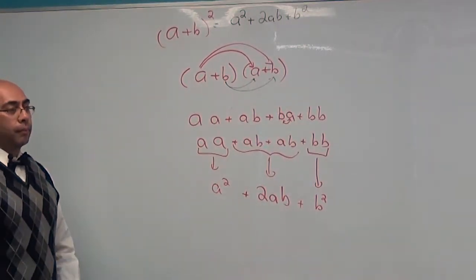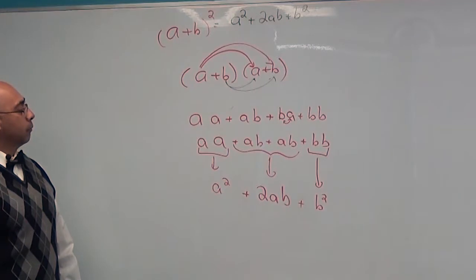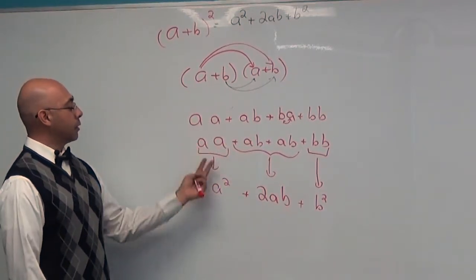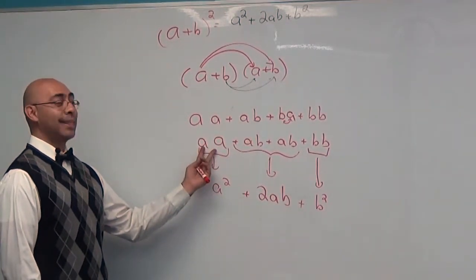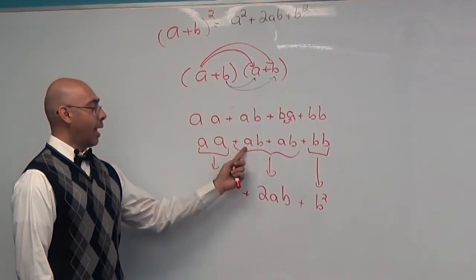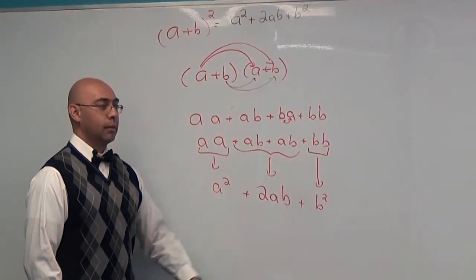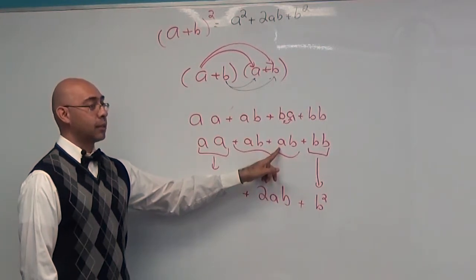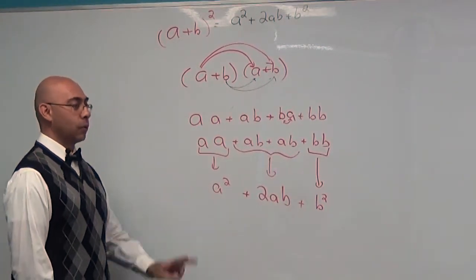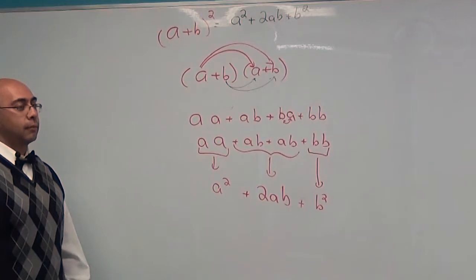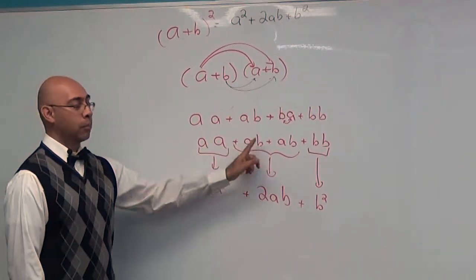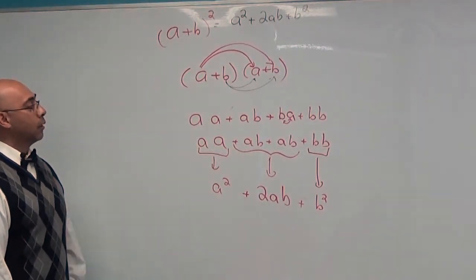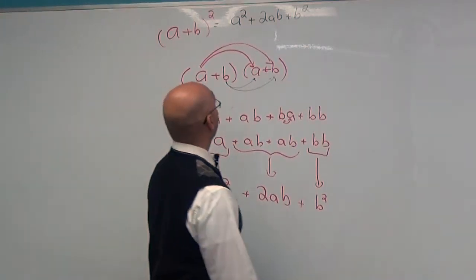Yes, ma'am. Wouldn't it be a to the second power? Well, this is a to the second power because it's a times a. This is AB plus AB. So if I had $5 plus $5, do I have $25? No, I have $10, so 2 5s. Got it? Because we're adding these together because there are plus signs there. All right. We'll try the other one.